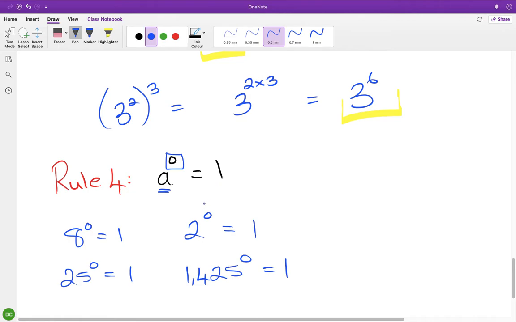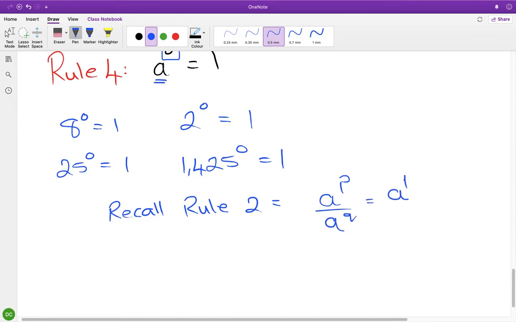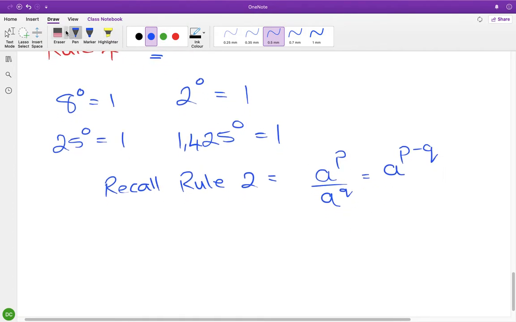Most of the time when I teach that, I get a lot of "what" and "why", so I'm going to explain it. For the explanation of this, we have to recall rule number 2. Rule number 2 was the division one. So it was a to the power of p over a to the power of q equals a to the power of p minus q. I don't know why my a's look like q's all of a sudden.